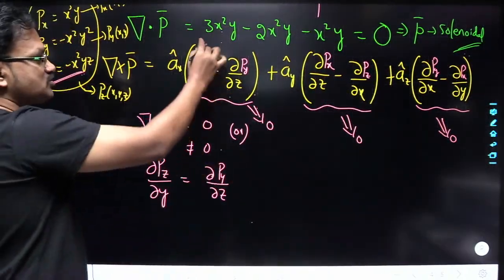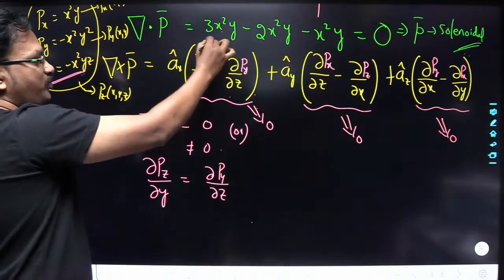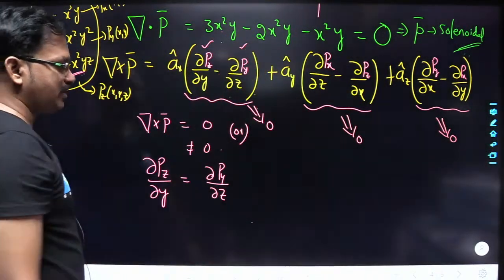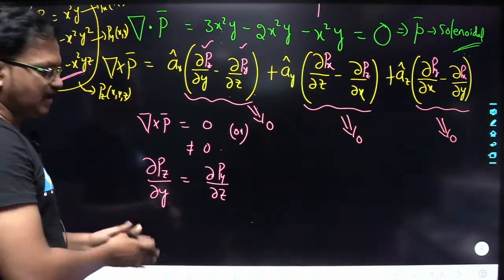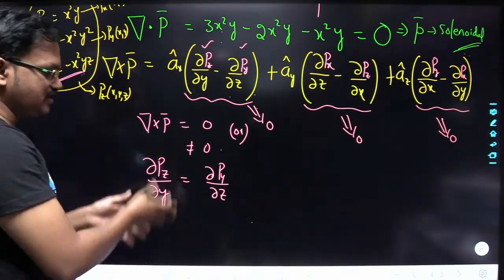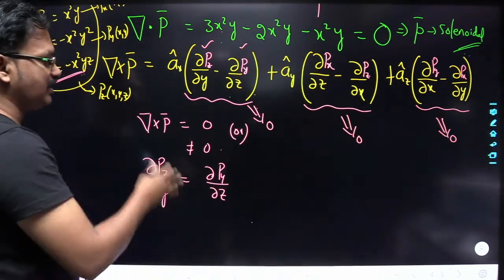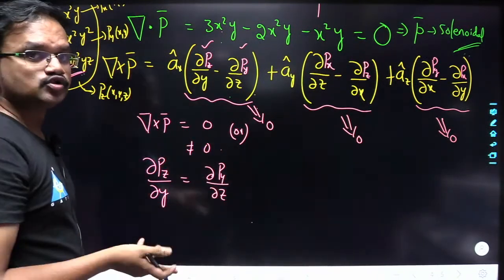So when will this be equal to 0? If it is equal to 0, then ∂Pz/∂y must be equal to ∂Py/∂z. So we will check this condition here. If this condition is not satisfied, then I can directly tell del cross P bar is not equal to 0.